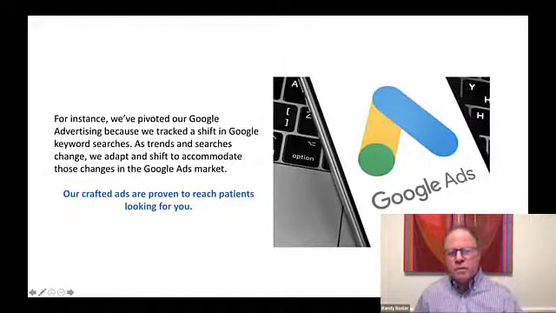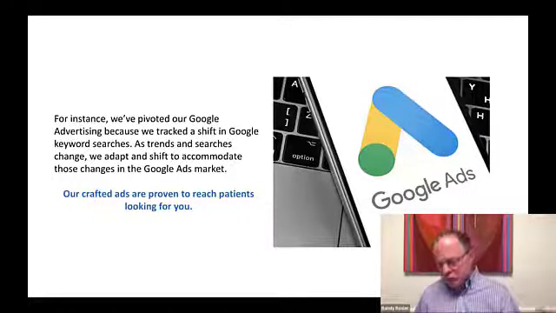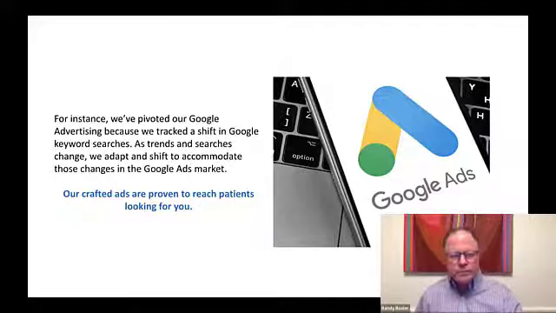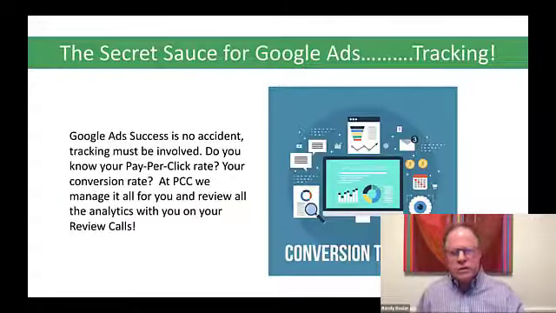So for instance, we've pivoted our Google ads because we tracked a shift in maybe keyword searches in a particular area. As trends and searches change, we tend to adapt or pivot and shift to accommodate those changes in the Google ads market. So our crafted ads are proven to be able to reach patients that are literally looking for you in your town. And again, there's some tweaking sometimes. You've got to find it, and then you tweak it and you get it right, and then you can scale. So we call it secret sauce.